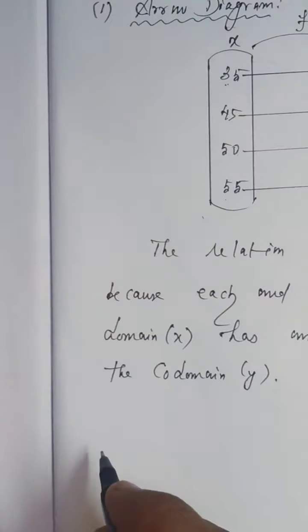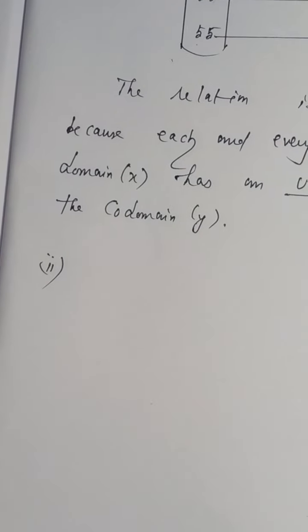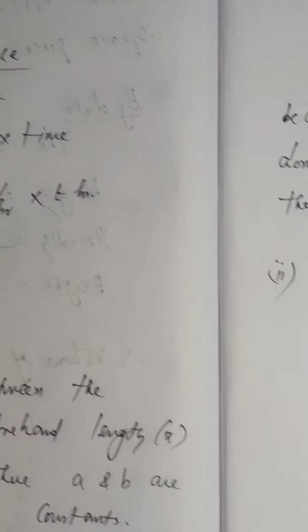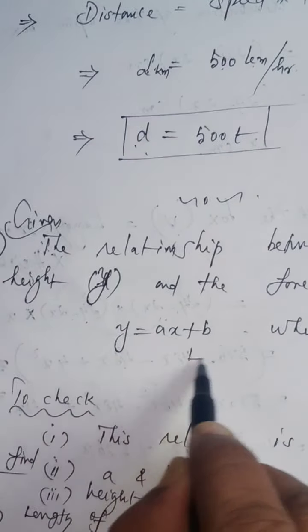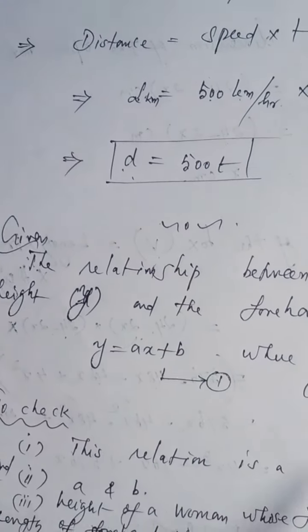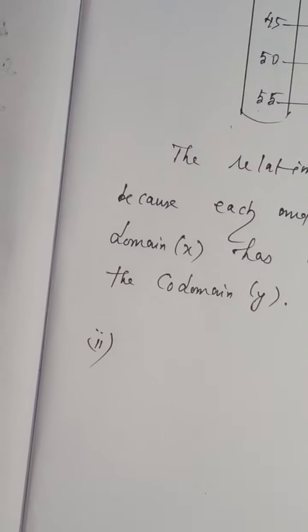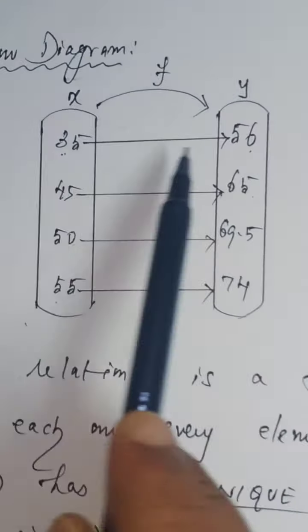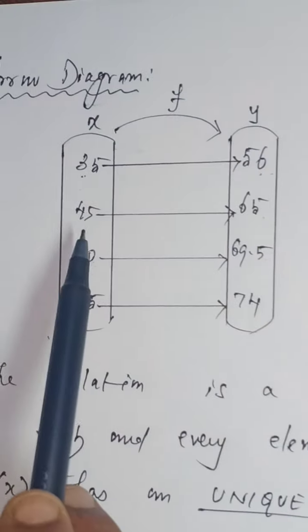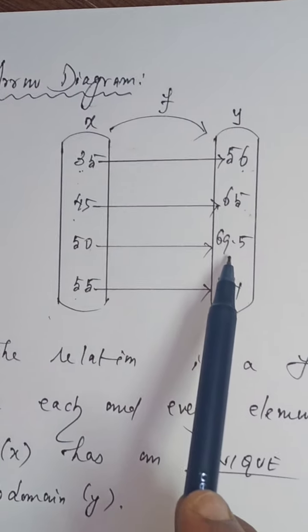Now subdivision number 2, you are asked to find the values of a and b. I consider the relation between x and y, y equals ax plus b, as equation number 1. For finding the values of a and b, you have to take any two pairs. I take 35, 56 and 45, 65. It's better to avoid the decimal one. It's somewhat difficult for you.